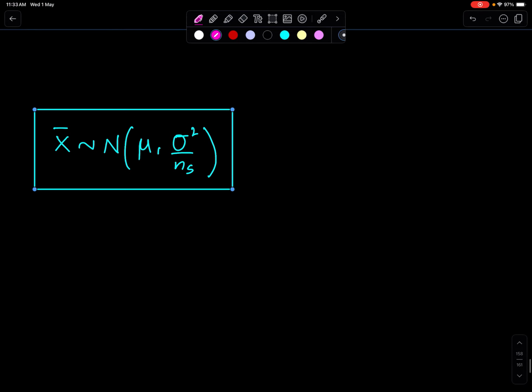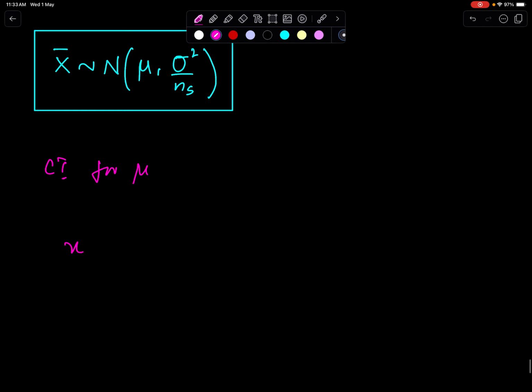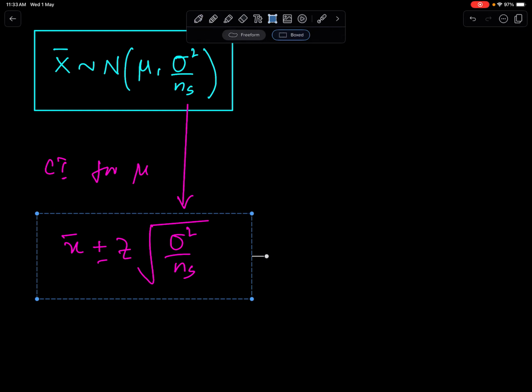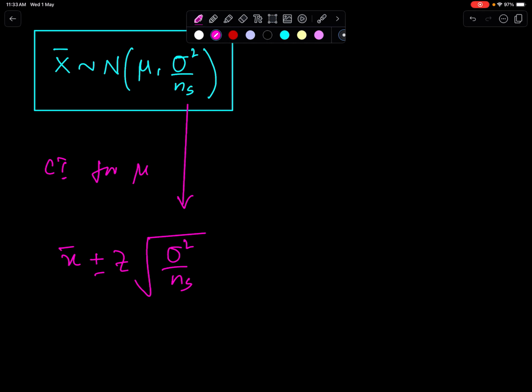Now, confidence interval for mu. It's X bar plus minus Z times this quantity. So this is the way to form the formula of confidence interval for mu for case A.